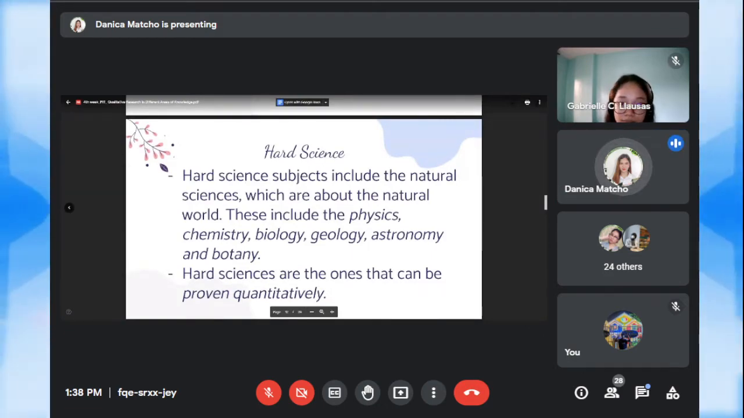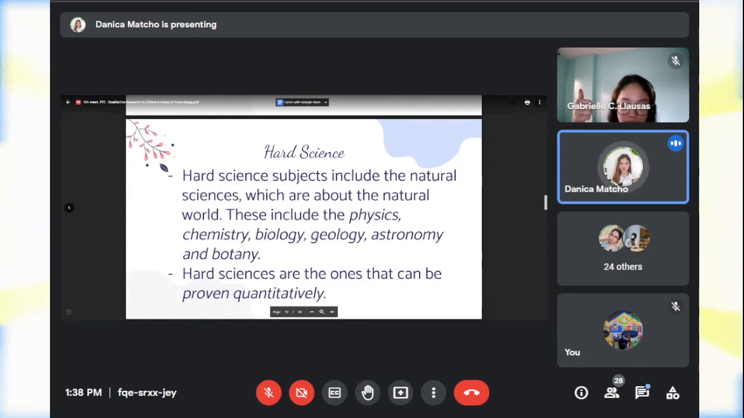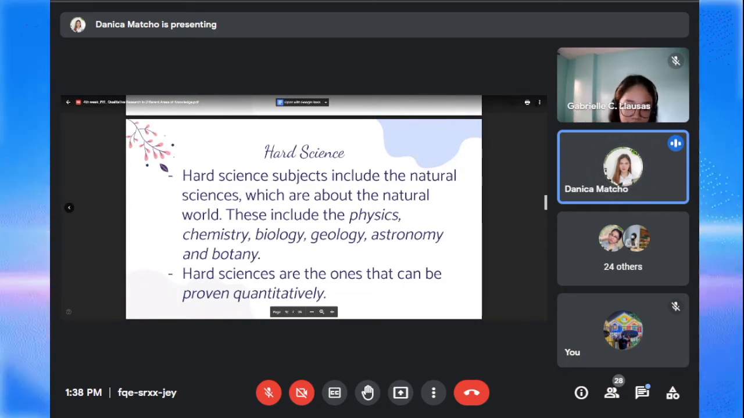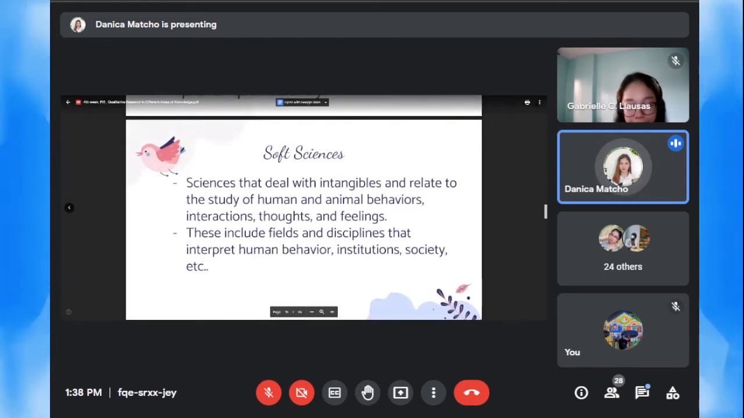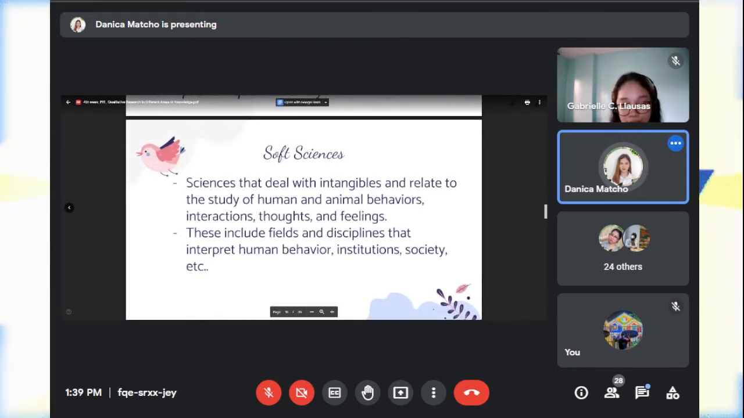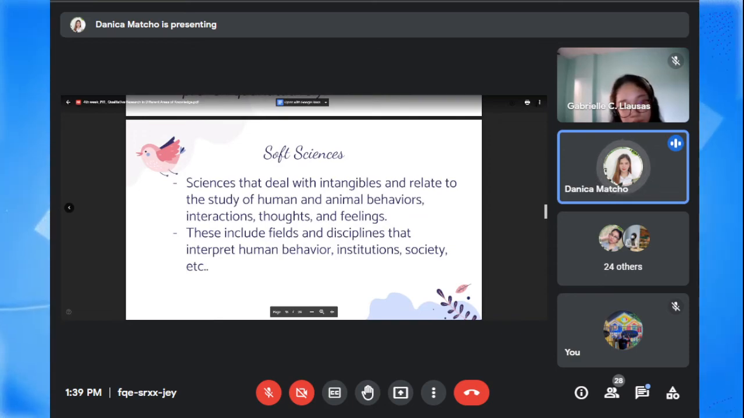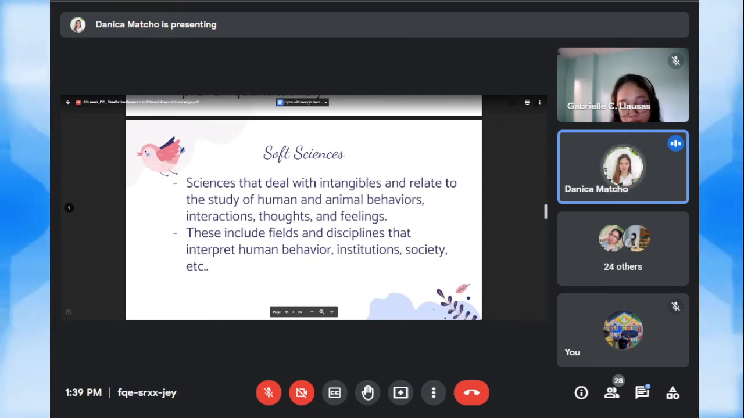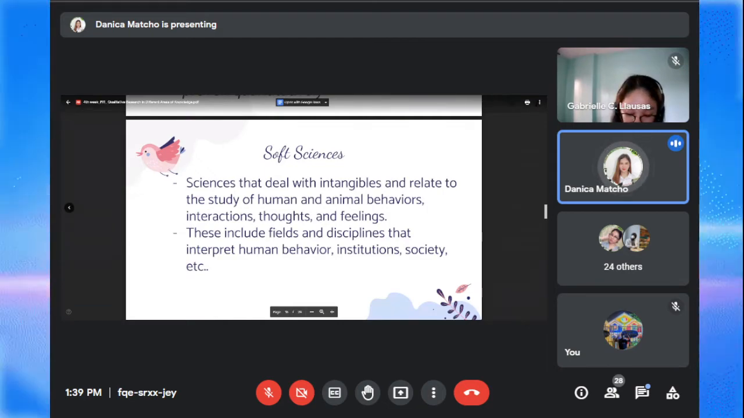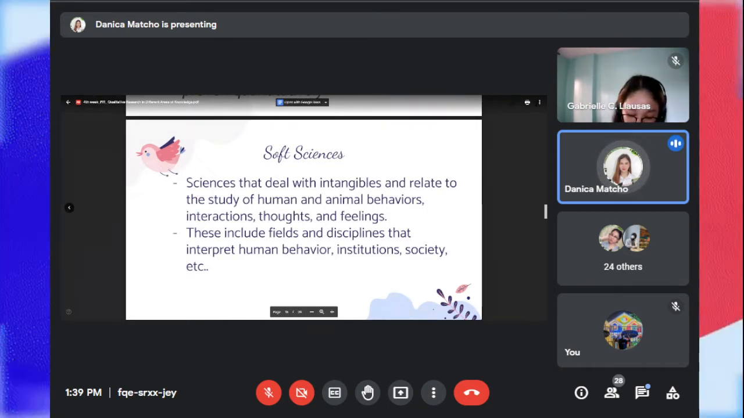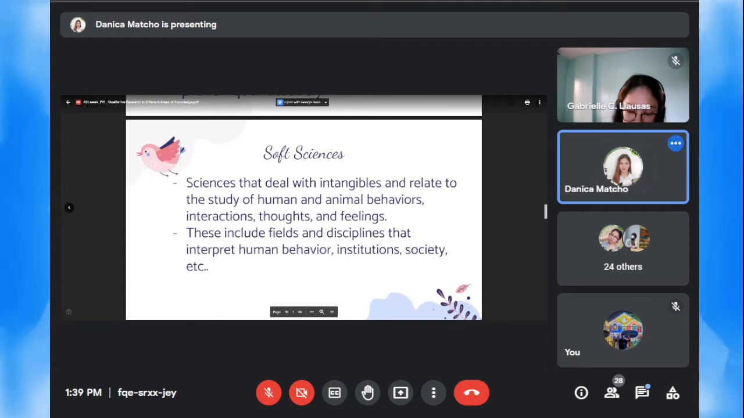Can I have a thumbs up if we're clear with hard science? Okay, very good. So we're clear with hard science. Now let us proceed with soft science. From the word itself, di ba, hard and soft, you definitely know that they are contrasting to one another, no? Parang kontra siya. So now let us identify what is soft science. Who would like to read the first two bullets that we have here?